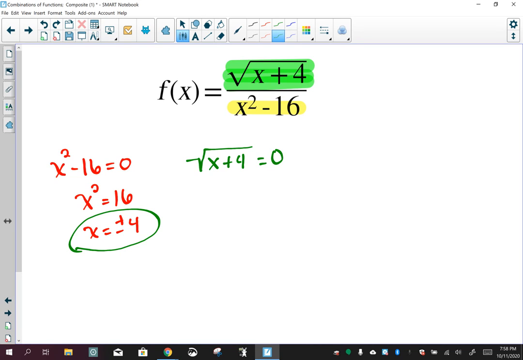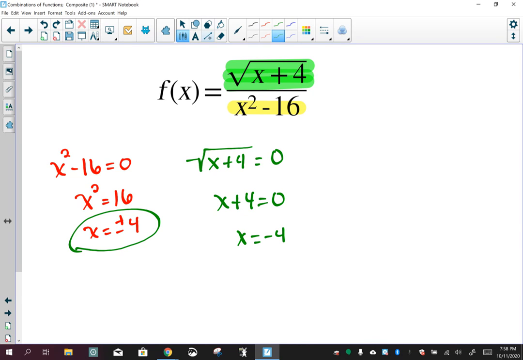Now, here's the deal. It's not going to equal 0. Why is it not going to equal 0? Because it's okay for this to be equal to 0, but what is this okay not being equal to? This can equal 0, but this also needs to be either greater than or less than. So what we're going to do is go ahead and run this as a 0. Square both sides. That gives me x plus 4 is equal to 0. Move the 4 over. x is equal to negative 4.